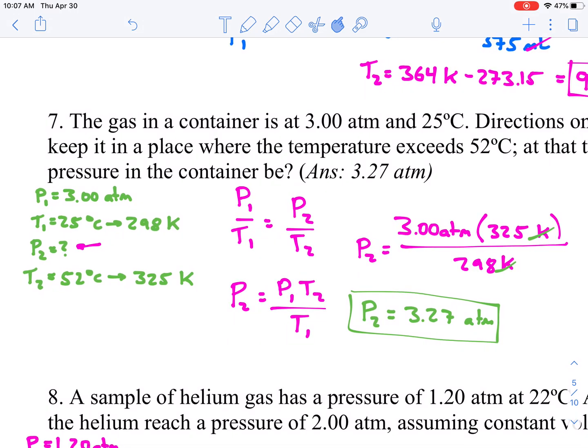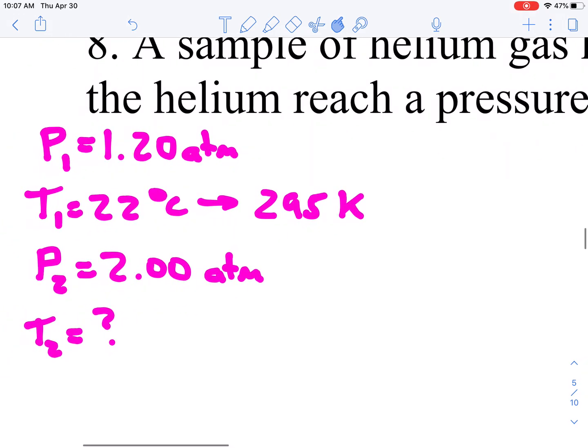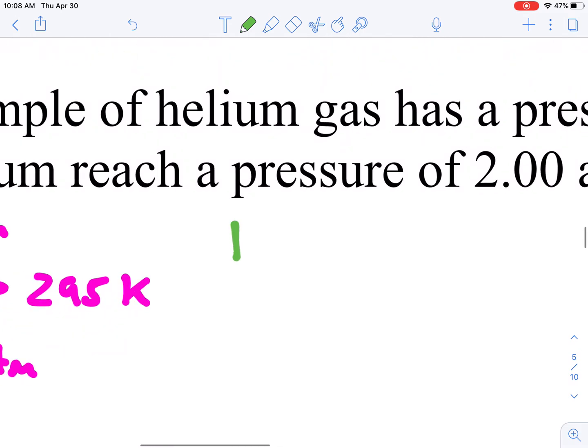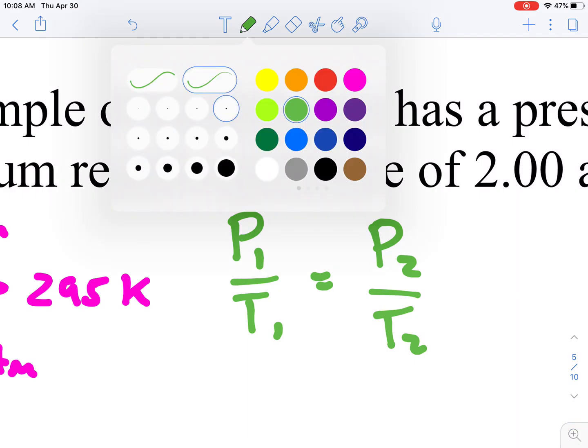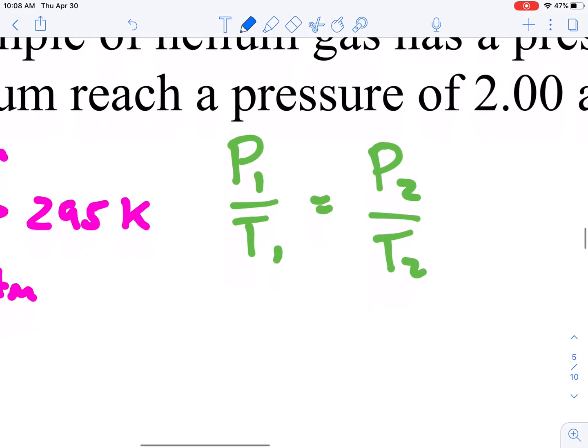All right, last one. We're doing great. Let's define our variables for number 8. So there's our list of variables. You'll notice in this case, we are solving for T2. We have pressure and temperature again, so we're going to use P1 over T1 equals P2 over T2. And much like what we saw in number 6, we need to solve for something that's down in the denominator, on the bottom. So here's another method for solving for something in the denominator.